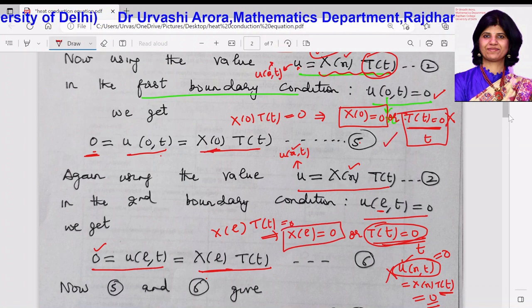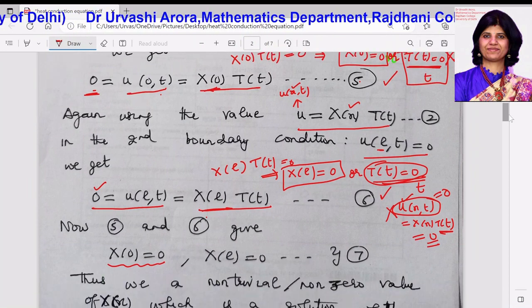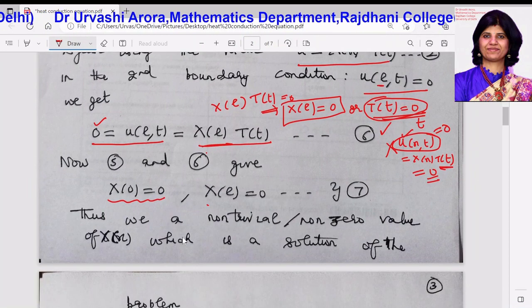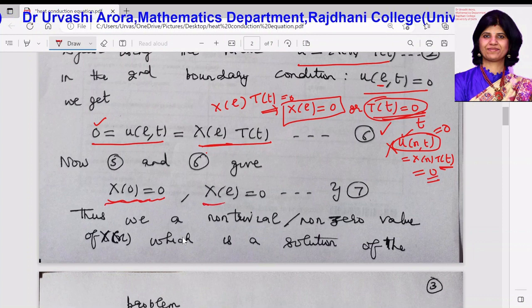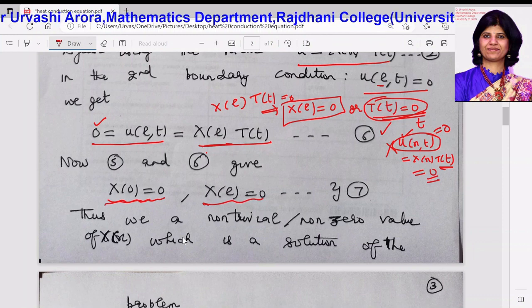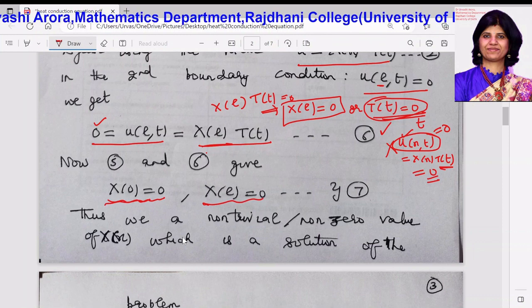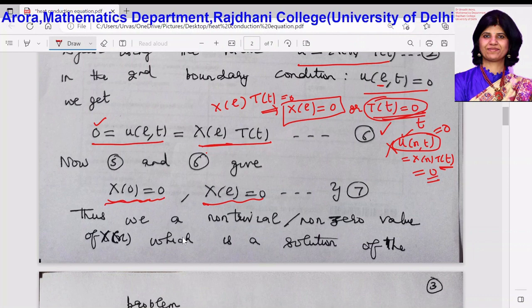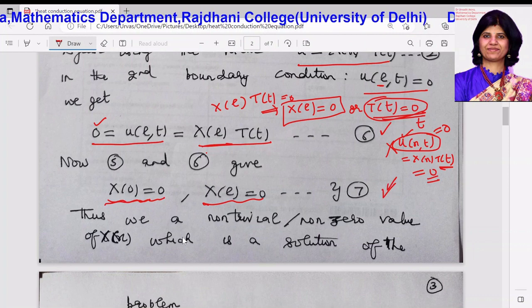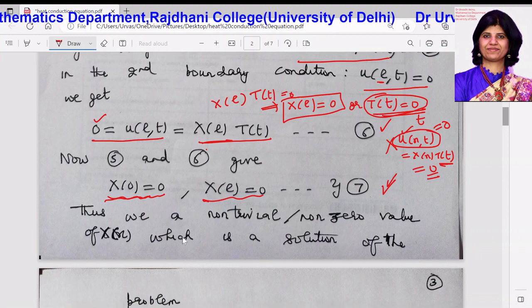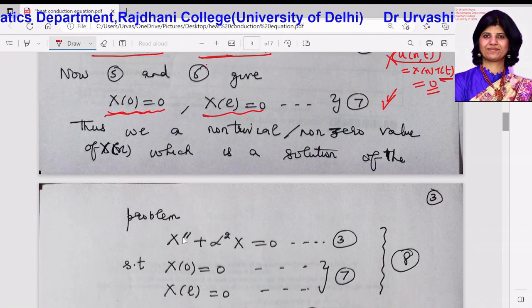So from equations 5 and 6 we get that X(0) is equal to 0 and X(L) is equal to 0. So these are the two new conditions that we have, and we are marking them as 7. So this means that what do we have in hand with us?